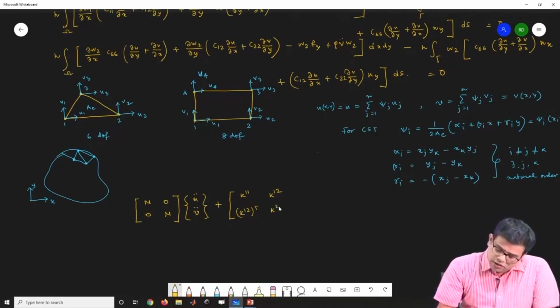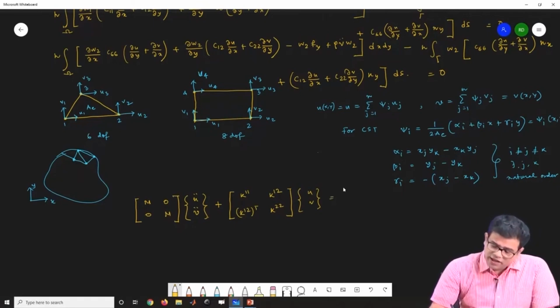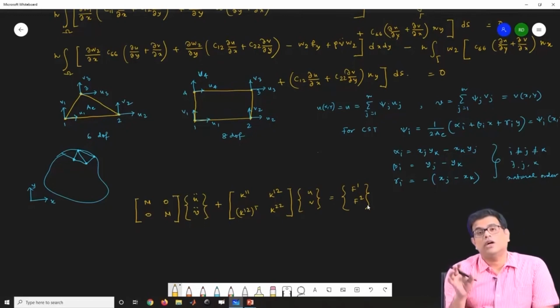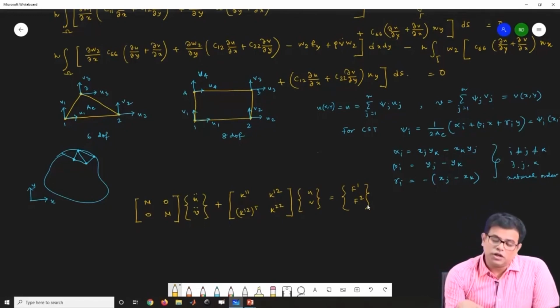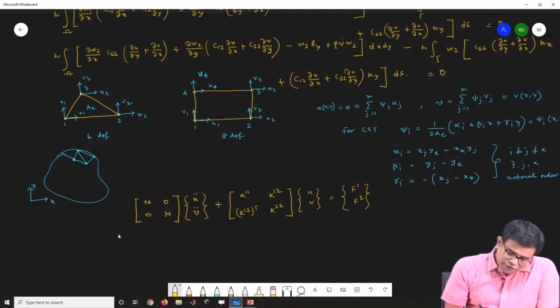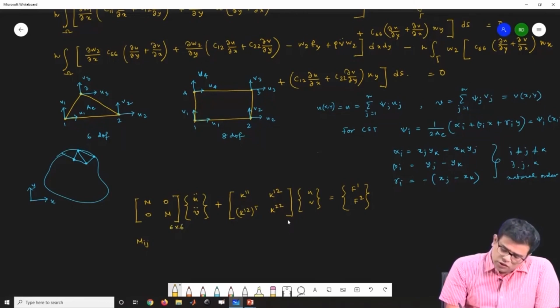So now this is my u and v. Then I will have my force vector, that is F1 and F2, or whatever you call. F1 and F2 will contain two terms essentially, one due to the body force term and one due to the traction vector, that is the natural boundary term. So this matrix is essentially a 6 by 6 matrix, this is also a 6 by 6 matrix, and this is a 6 cross 1 vector.